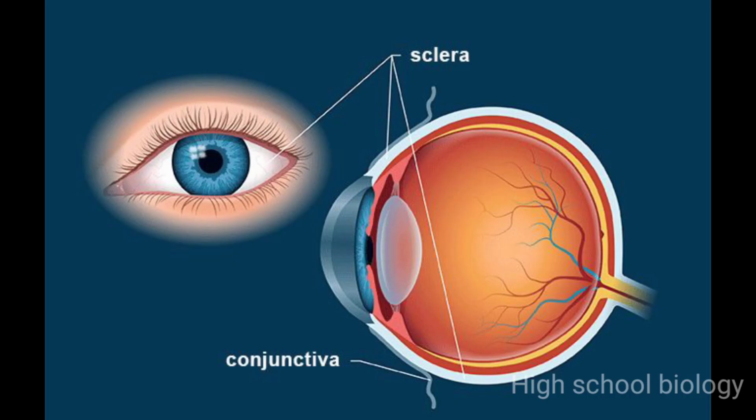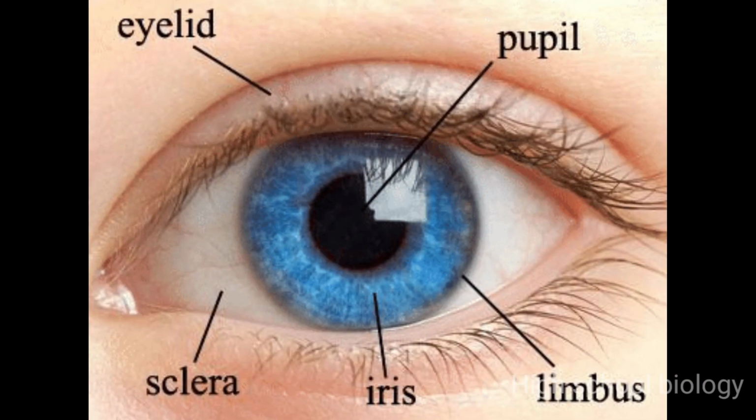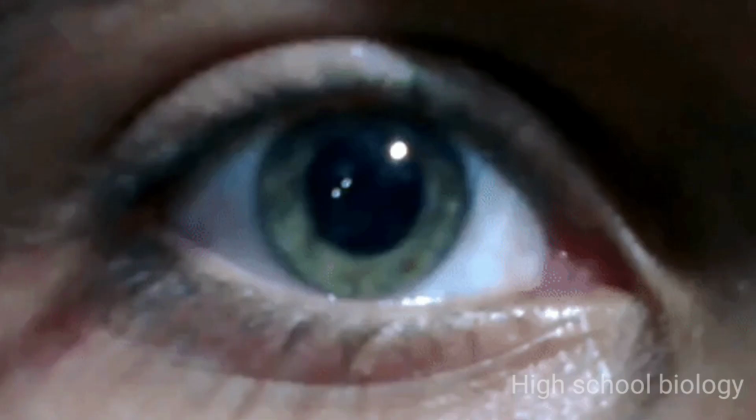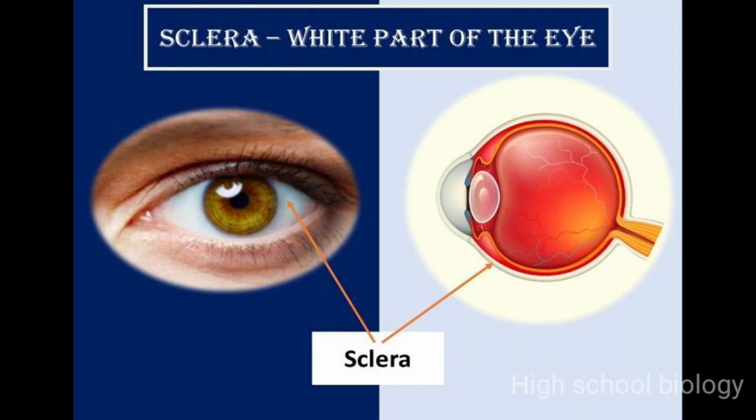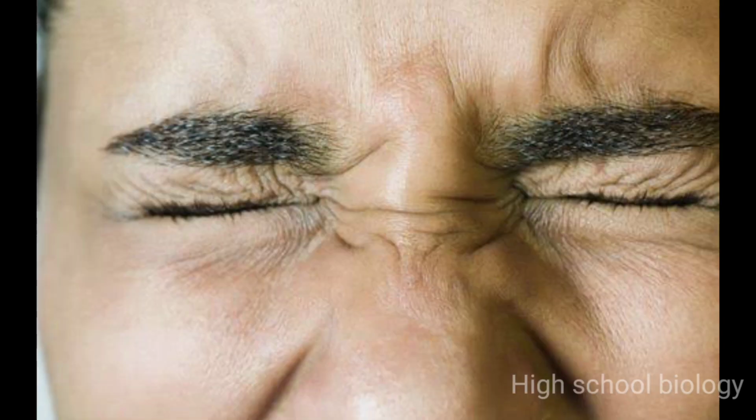The second one is the sclera, the white part of the eye. It is a protective layer that covers more than 80% of the eyeball's surface. The sclera functions as the supporting wall of the eyeball. It helps maintain your eyeball's shape and protects it from injuries.